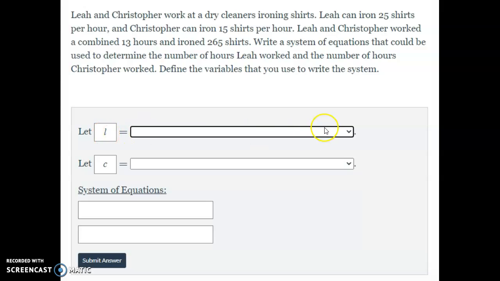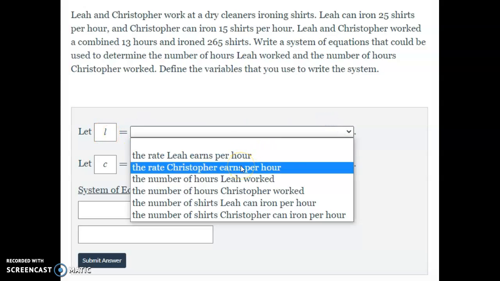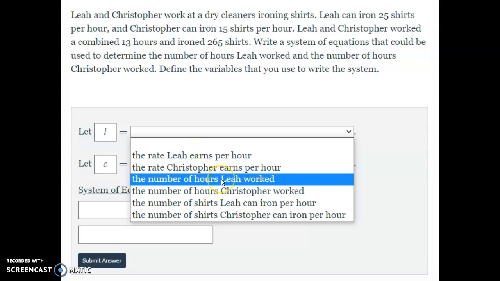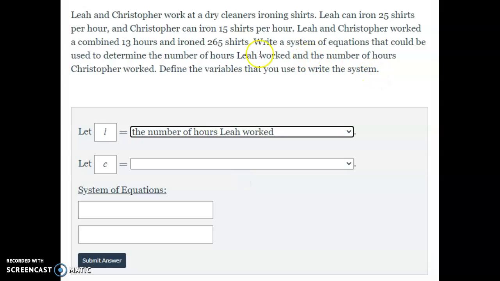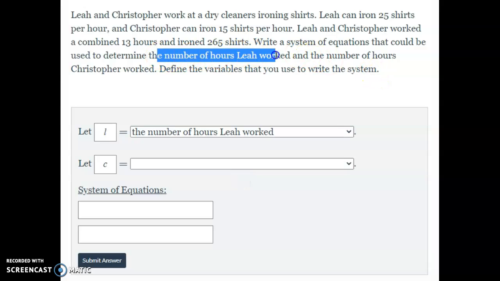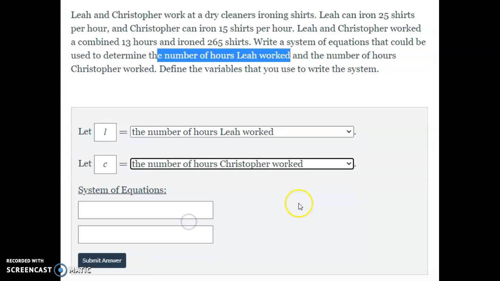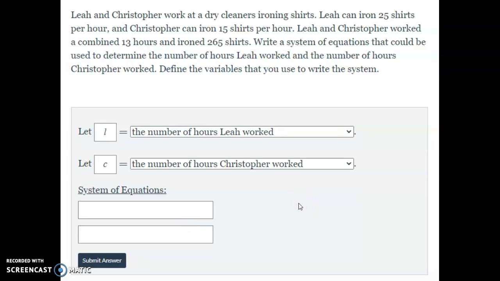And so we said L is going to stand for the amount of hours Leah worked. So not the rate, not how much she works, but the number of hours she worked. Again, I know that because that's what it's asking us to find. So whatever it asks you to find, that's going to be your variable. C is going to be the number of hours that Christopher worked. That's one of the most important things we have to look for right away: defining our variables. Anywhere we see an L, we'll know that represents the number of hours Leah worked. Anywhere we see a C, we'll know that represents the number of hours Christopher worked.